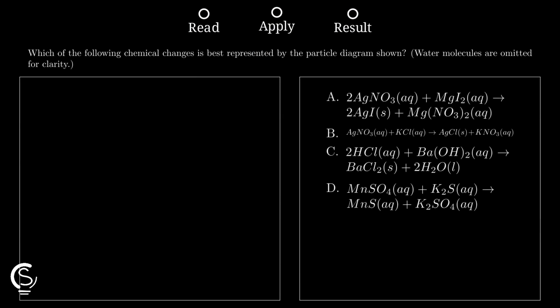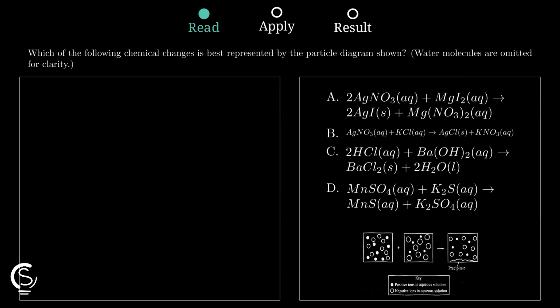First, look at the initial box, which contains 8 separate cations and 8 anions. This represents the reactants in aqueous solution before they combine to form any solid precipitate products.